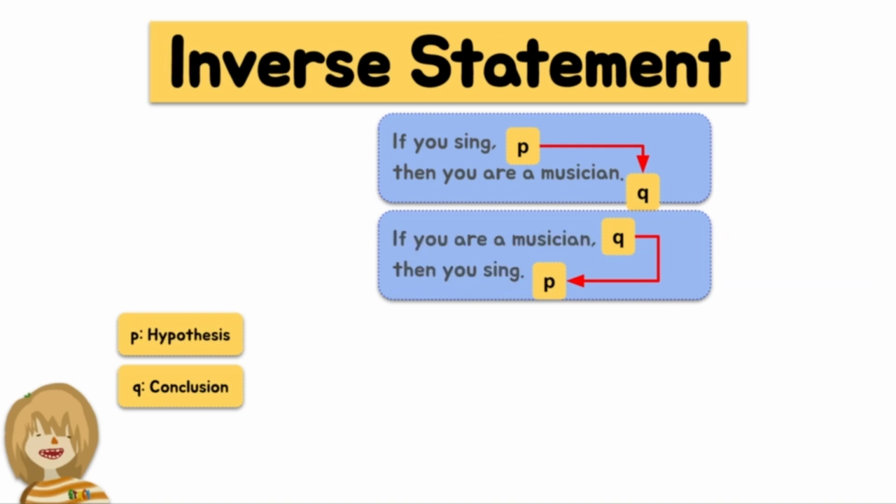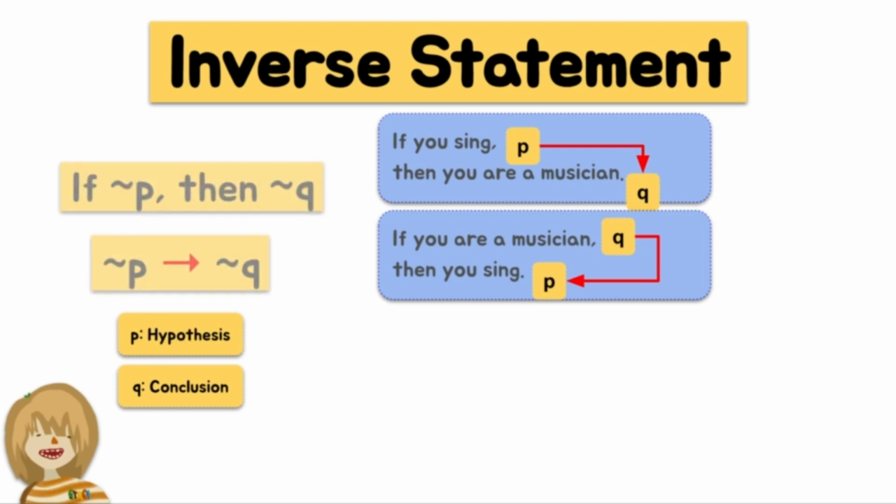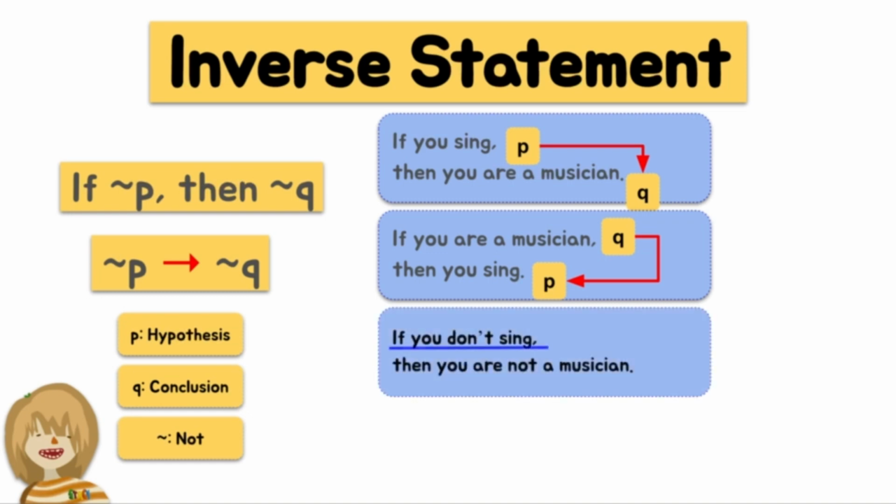Next one is the inverse statement. This one is if not P, then not Q. What was the conditional statement again? It was if you sing, then you are a musician, remember? The hypothesis was you sing, and the conclusion was you are a musician. To make the inverse statement, you are going to make negative statements, which is if you don't sing, then you are not a musician. Is this statement true or false?